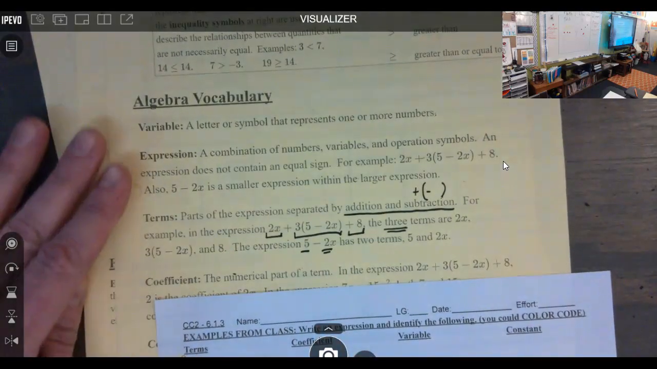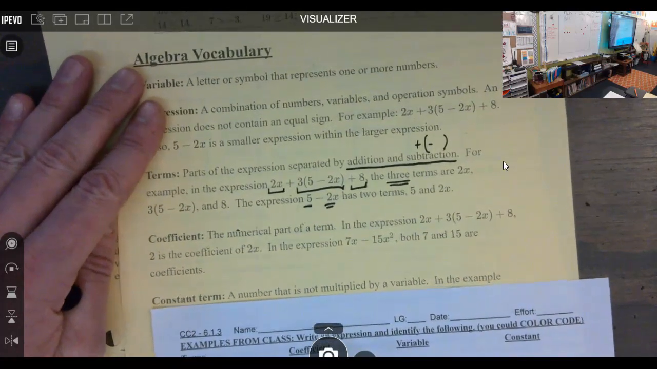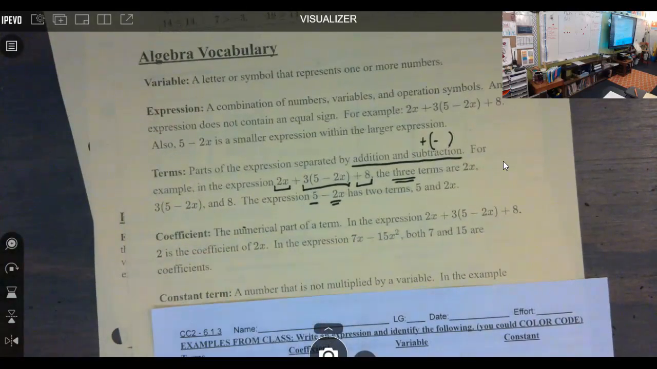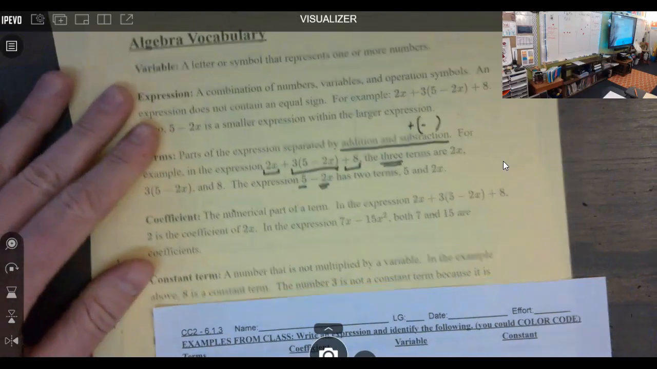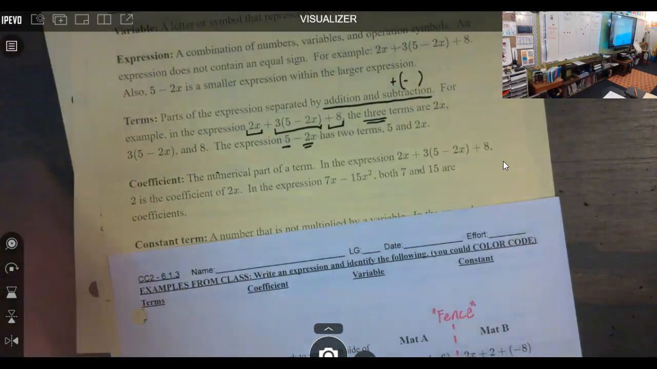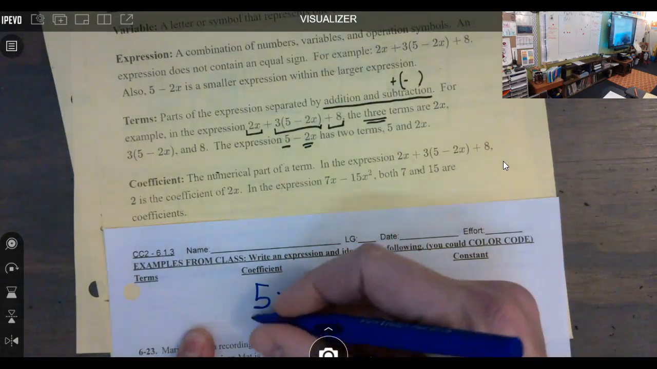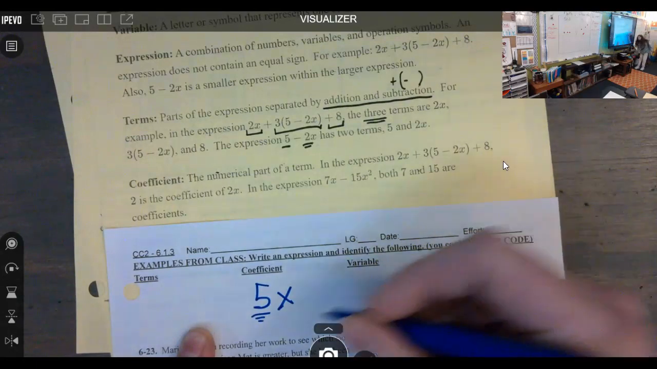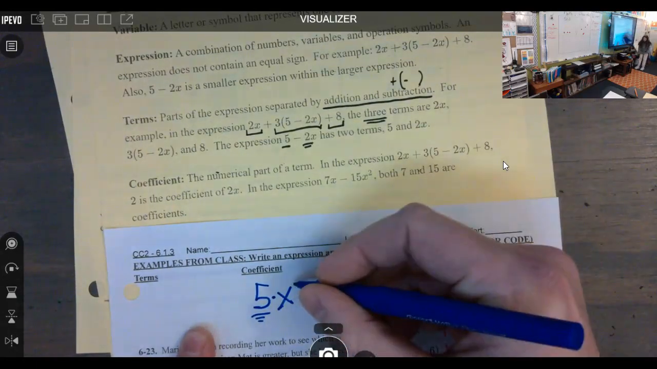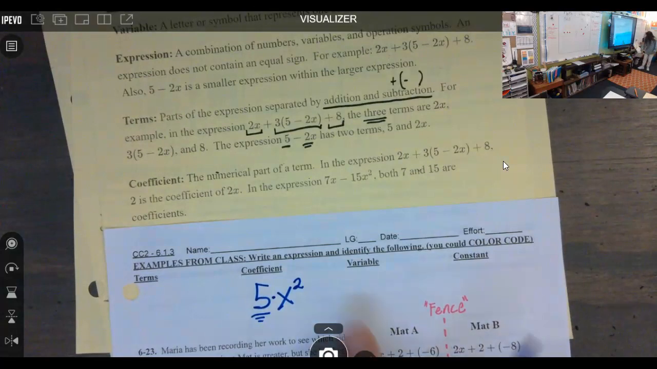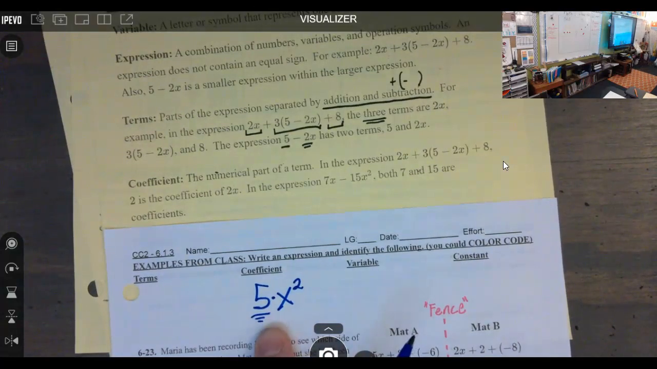Now, what is a coefficient? Keep looking at your vocab. What's the coefficient? Read it on your own. So if you had a number like 5x, the coefficient is the 5. Even if that was 5x squared, the coefficient is still the 5. It's the multiplier to your variables.